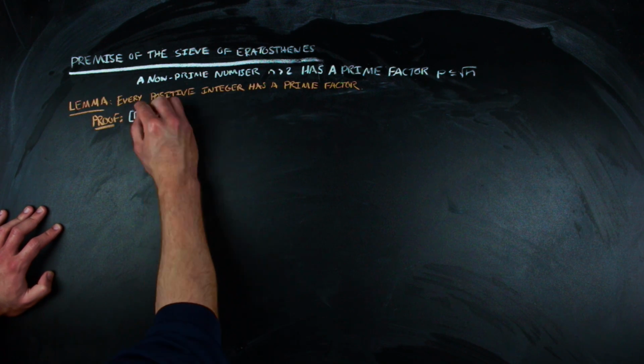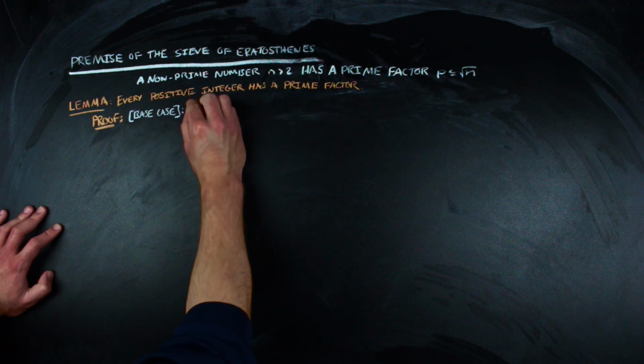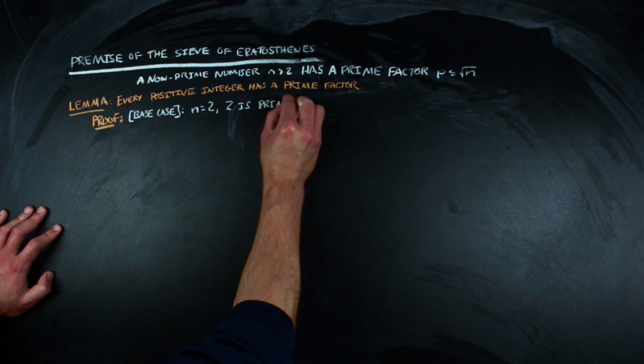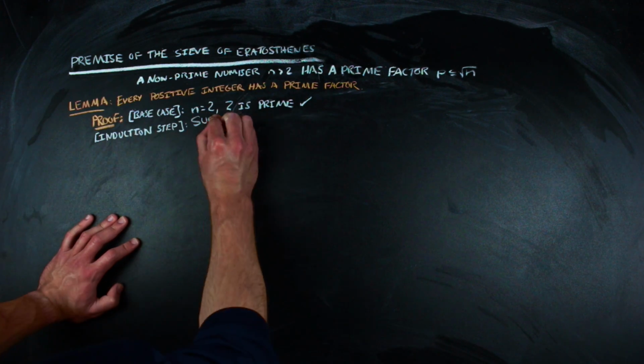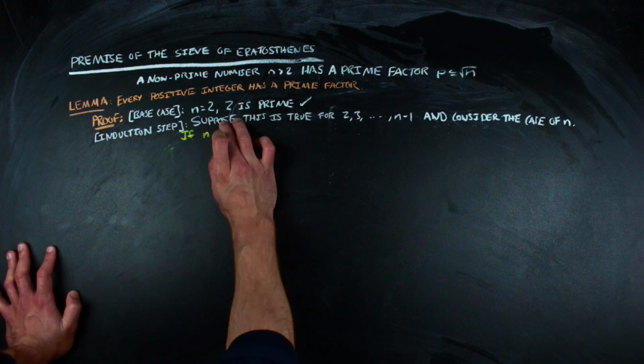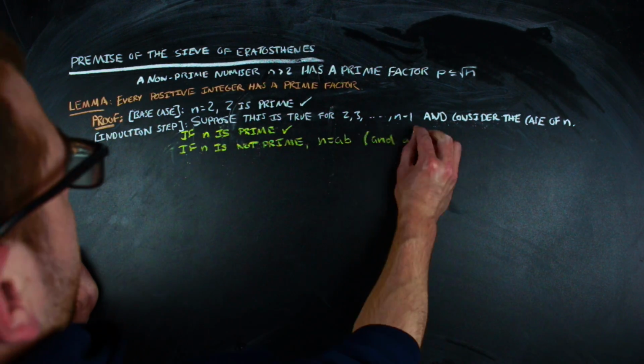Our base case, n equals 2, is trivial, as 2 is prime and is a factor of itself by definition. Because apparently 2 is great for base cases, because that's what all of our base cases thus far have been. I mean, if it works, right? Next, we suppose that this is true for all numbers 2 up to n minus 1, and consider the case of n. If n is prime, we're done.